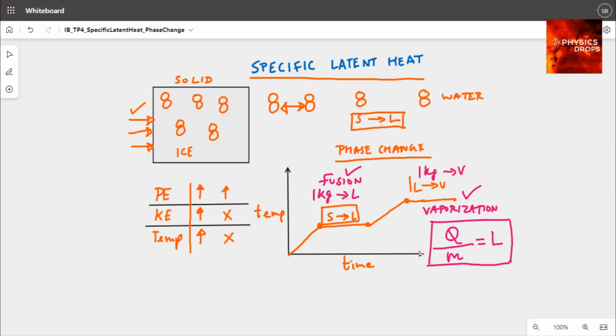And as you can see from this formula, the numerator is joule and the mass is in the denominator. So the unit is joule per kg, or J kg^-1. This is the unit of specific latent heat.